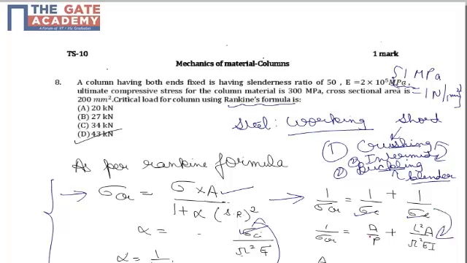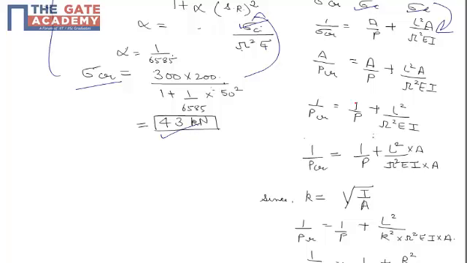plus strength in buckling, or Euler strength. So 1 upon sigma cr is A by P, because it is 1 upon sigma c, and sigma c is written as P by A. This is sigma c, and we know that PCR as per Euler's formula is given by pi square EI by L square. If we have to convert it into the form of sigma, it can be written as pi square EI by A L square. So its reciprocal can be written as A into L square upon pi square EI.